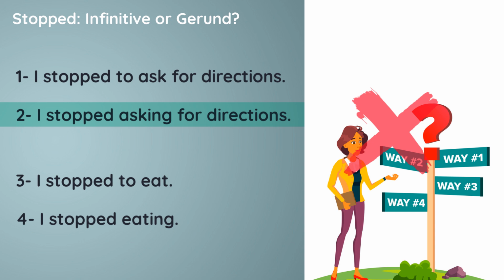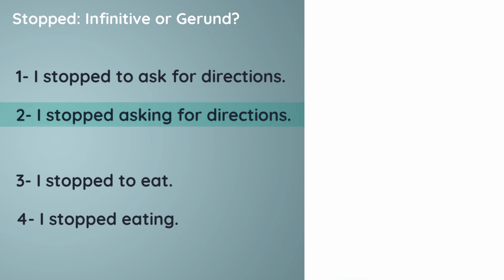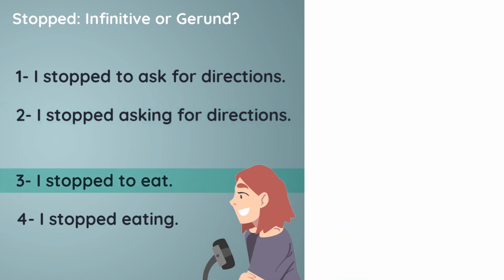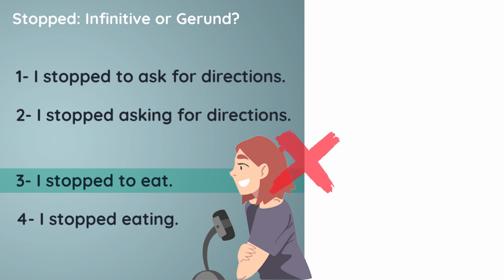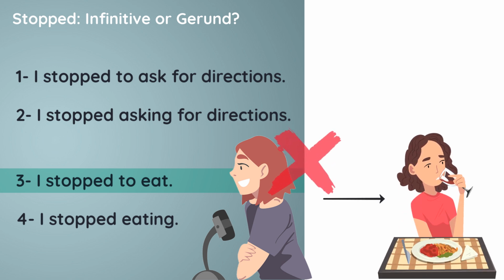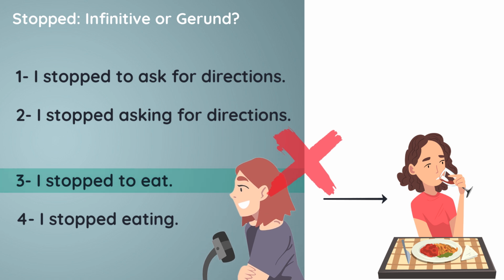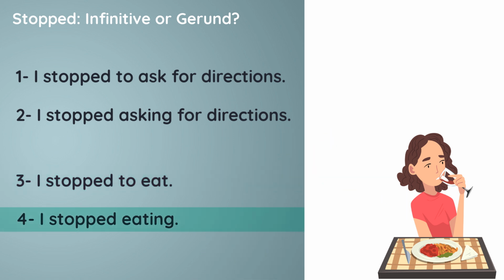Okay? So we could use stopped with many different examples. I stopped to eat. Meaning, I stopped what I was doing and then I started to eat. Or we could say, I stopped eating. Meaning, I used to eat, but now I don't. So I'm not suggesting anyone stop eating. I hope you stop to eat and you don't stop eating.